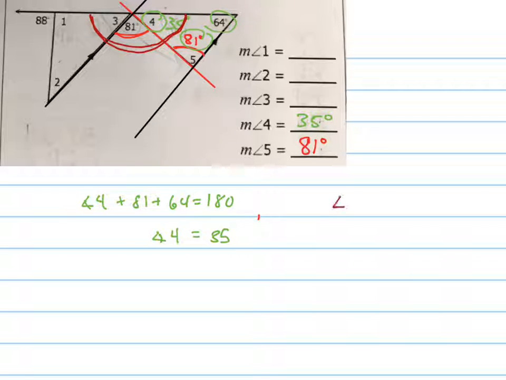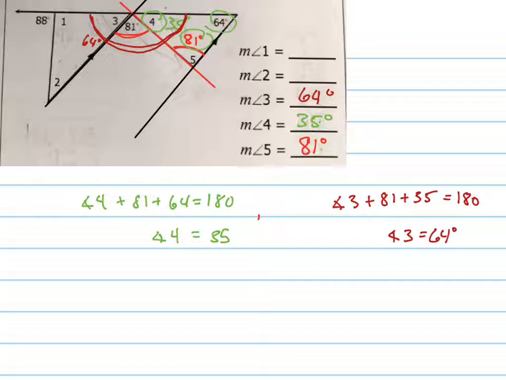So now angle 3 plus 81 plus 35 equals 180. So what does angle 3 have to equal? 64. 64 degrees. Good. So angle 3 is 64 degrees. So they're slowly but surely falling, each angle. There's 64. Well, how do I find 1 and 2?